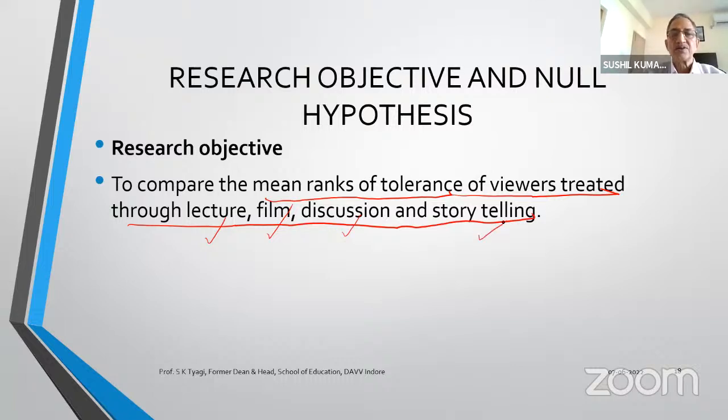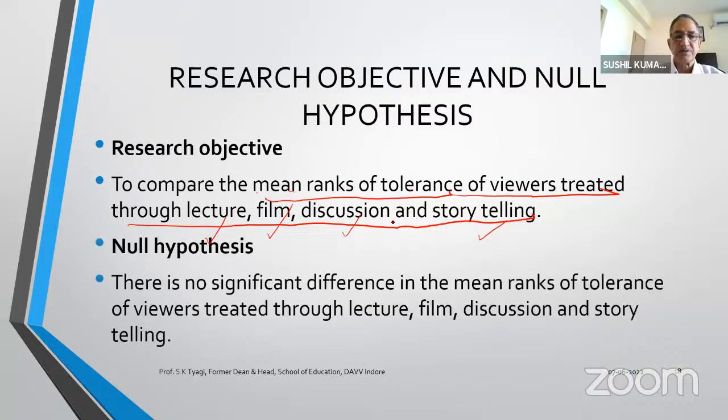Okay. So the objective will be written like this: to compare the mean ranks of tolerance. So mean ranks of the dependent variable of which groups? Of four groups, that is, treated through lecture, film, discussion, and storytelling. And the null hypothesis will be written: there is no significant difference in the mean rank of tolerance of viewers treated through lecture, film, and so on.